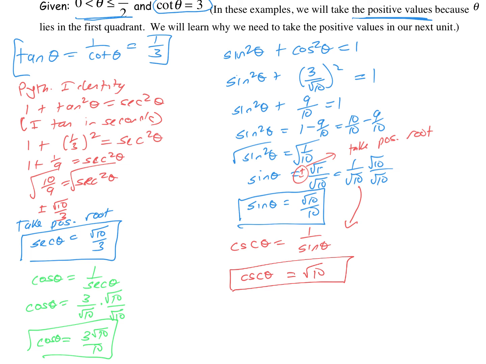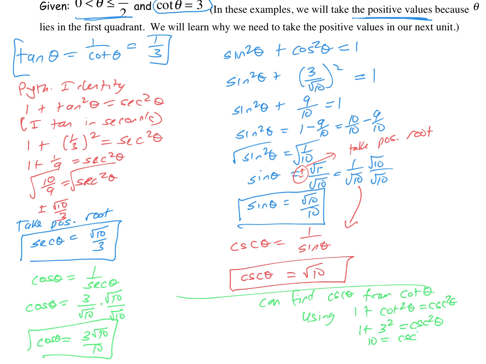Also note, as an alternative, you can find cosecant theta from cotangent theta using the Pythagorean identity. So you're using 1 I cotan and cosecant. So you can do 1 plus cotangent squared theta is equal to cosecant squared theta. So we know cotangent theta is 3. So you'd have 1 plus 3 squared is equal to cosecant squared theta. So 10 is equal to cosecant squared theta.